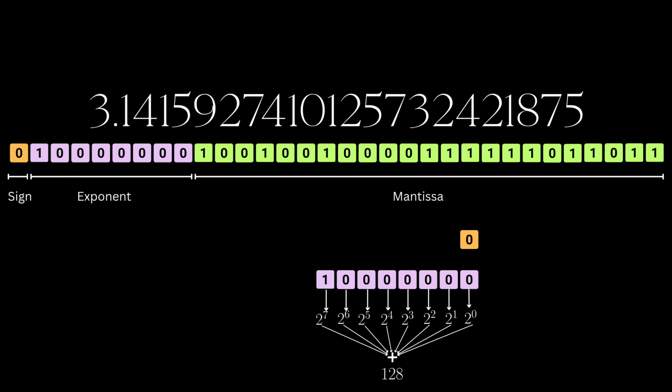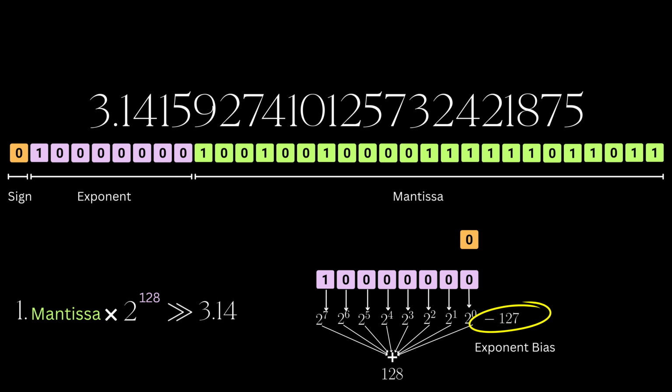This comes out to be 128, which could and in fact should seem weird. After all, it's too high for our number pi. But this is not the true exponent value. The true exponent value is 128 minus 127, where the magic number 127 is called the exponent bias for float 32. The reason this bias exists is so that we can represent negative exponent values as well as positive.